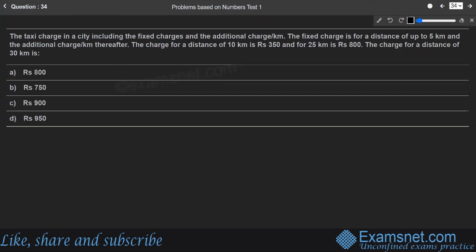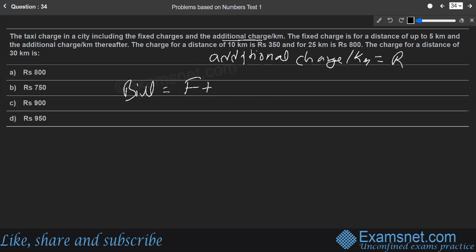Now, in the next question, he says the taxi charge in a city includes the fixed charges and the additional charges per kilometer. Whenever your bill is produced, it is fixed charges plus additional charges per kilometer. Let us call the additional charge per kilometer the rate. That rate is r rupees per kilometer, and let us assume the fixed charge to be f rupees. Whatever distance you run, you have to give the fixed charge compulsorily.